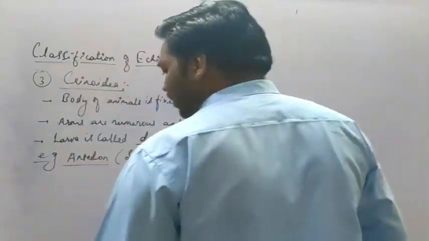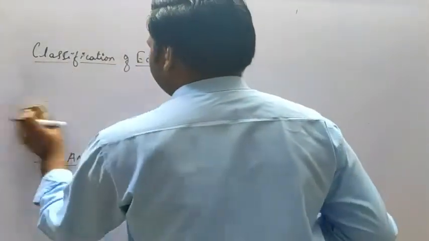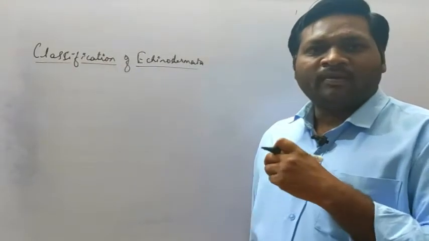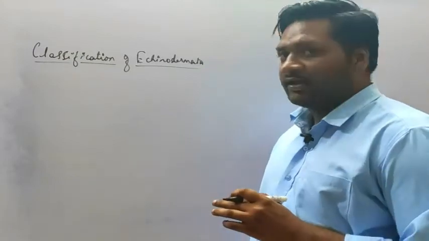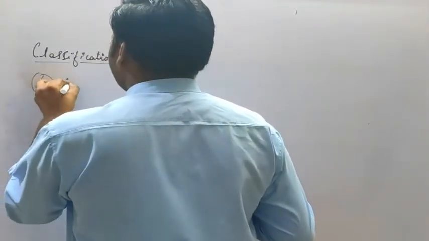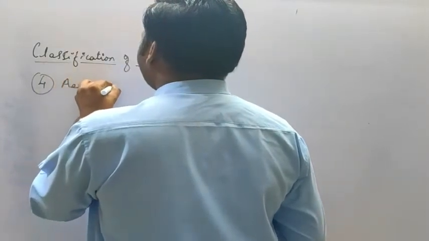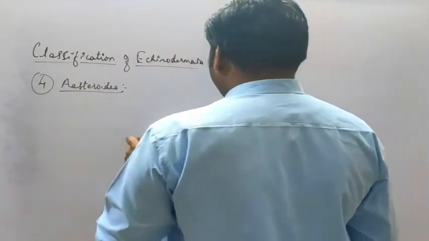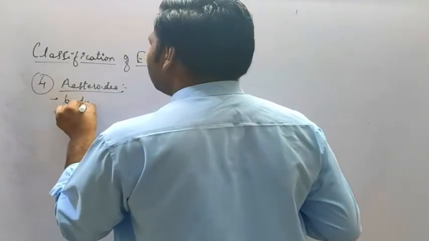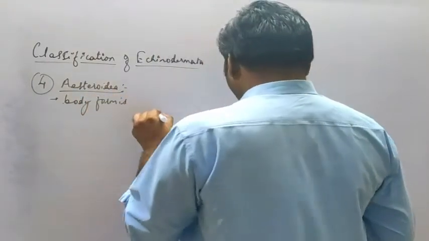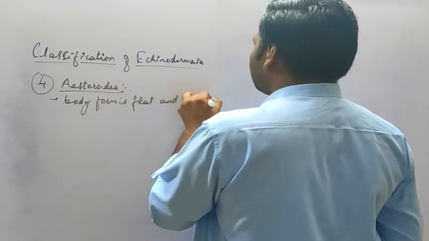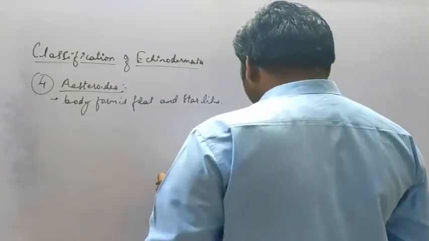Then the next class, that is the fourth class, Asteroidea. Very few characteristics are listed for these classes, as they have very common characteristic features which are included in the general characteristics of the phylum Echinodermata. So the fourth class is Asteroidea. Here the body form is flat and star-like.